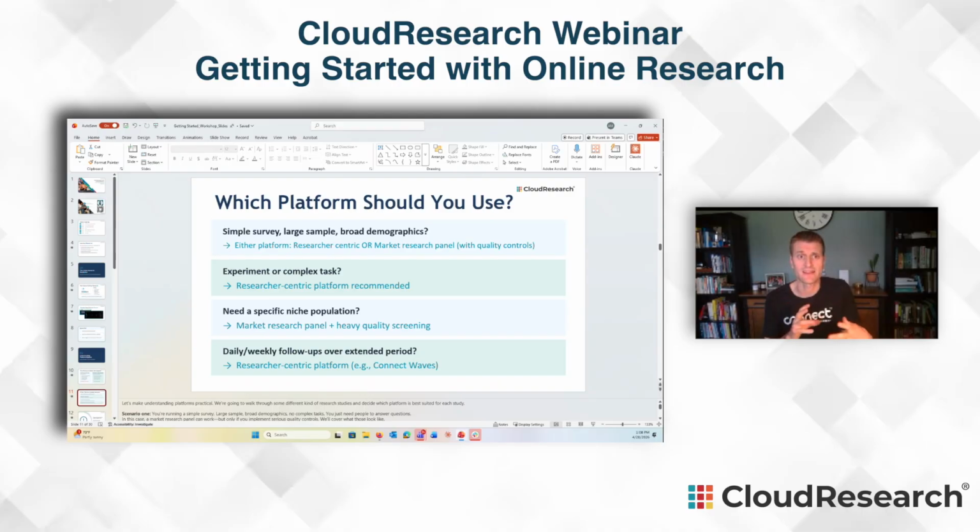But you certainly can present a short product packaging sort of experiment, again, like an A/B test, in a market research panel. But as the experiment gets more complex, or as people need to engage with the survey or the study more, researcher-centric platforms end up being a better fit.